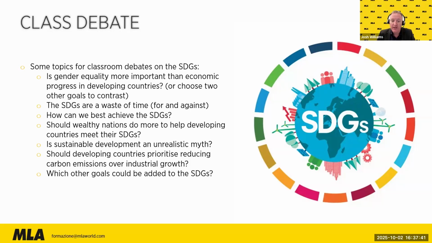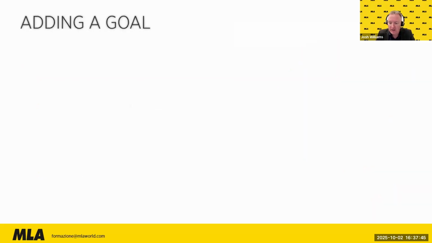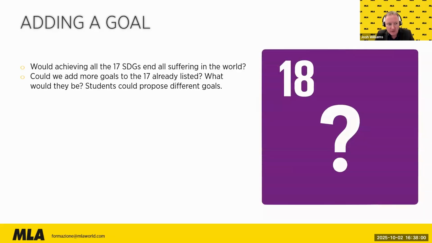Which other goals should be added to the SDGs, which brings me to the last of our activities, and that could be a fun activity. First of all, would achieving all the SDGs end all suffering in the world? Is that really what we're saying? I don't think so. So could we add number 18? We could add more goals, so 18, 19, 20. If you could add one more, what would it be?